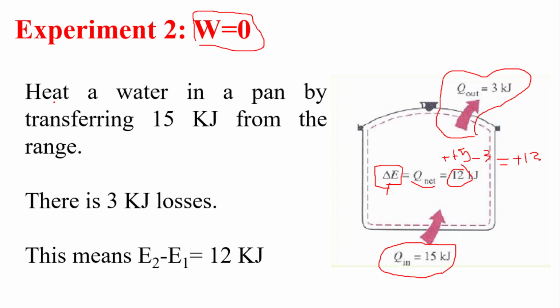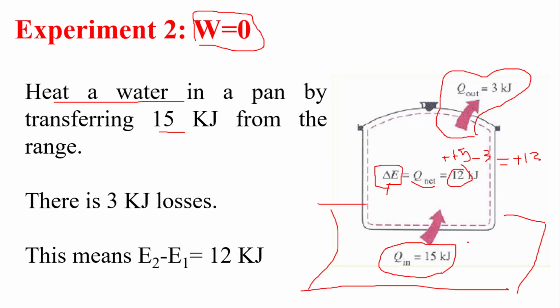Heat water in a pan by transferring 15 kilojoules from the range. So here we have a pan, and at the bottom we have the range, gas, and we have heat at the bottom. So we have Q transfer inside from the gas of 15, and we have 3 kilojoules lost to the surrounding. That means the energy change for the system equals 12.